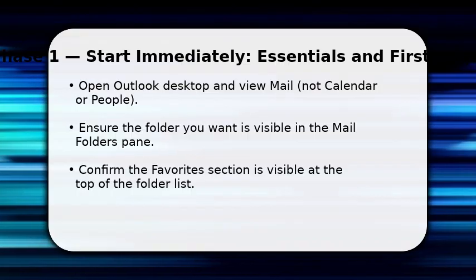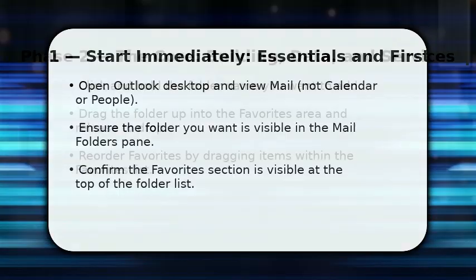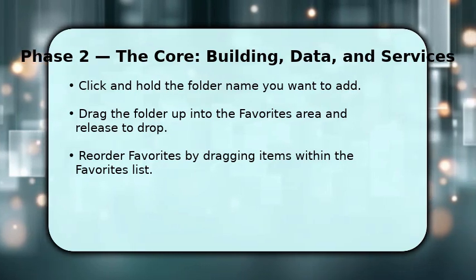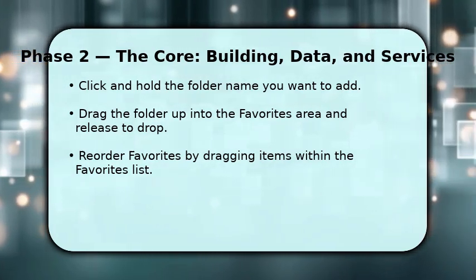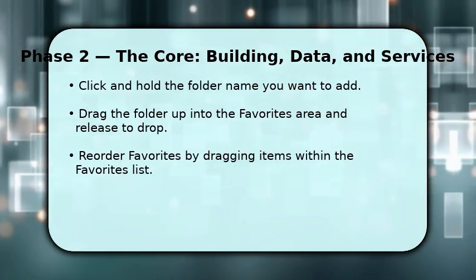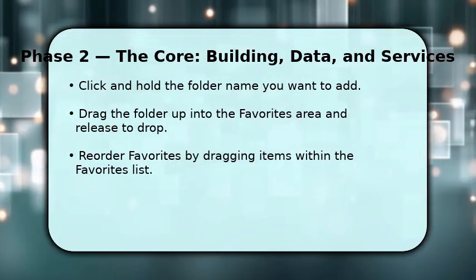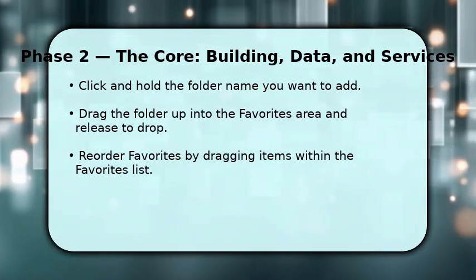Now position your mouse over the folder name. Keep your focus, because in the next step you will drag and drop to place it into Favorites. You will drag the folder into Favorites. This is the action that creates the shortcut. Click and hold the folder you chose, then move the pointer straight up into the Favorites section. As you approach, Outlook will highlight the drop area, release to add the folder as a favorite.